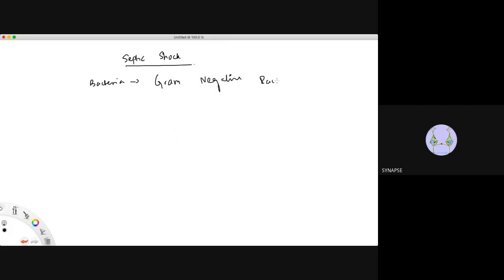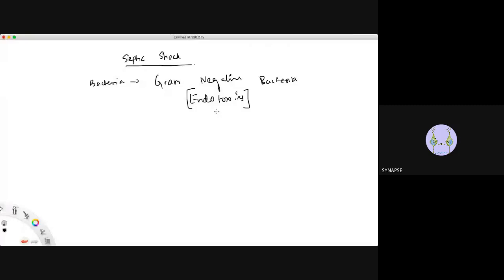What is the specialty of gram-negative bacteria? In their wall, they have something called endotoxins. Endotoxins are contents of the cell wall of gram-negative bacteria, and they are the ones which are going to initiate the whole process of shock here.